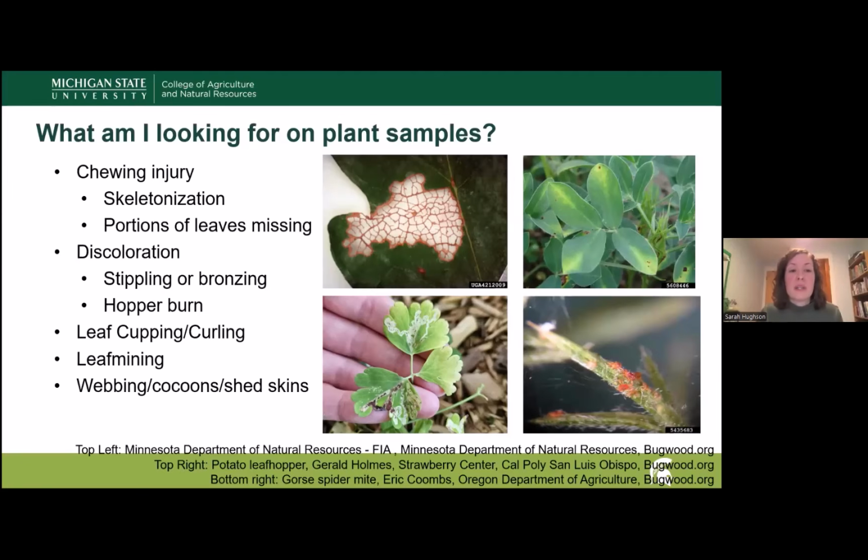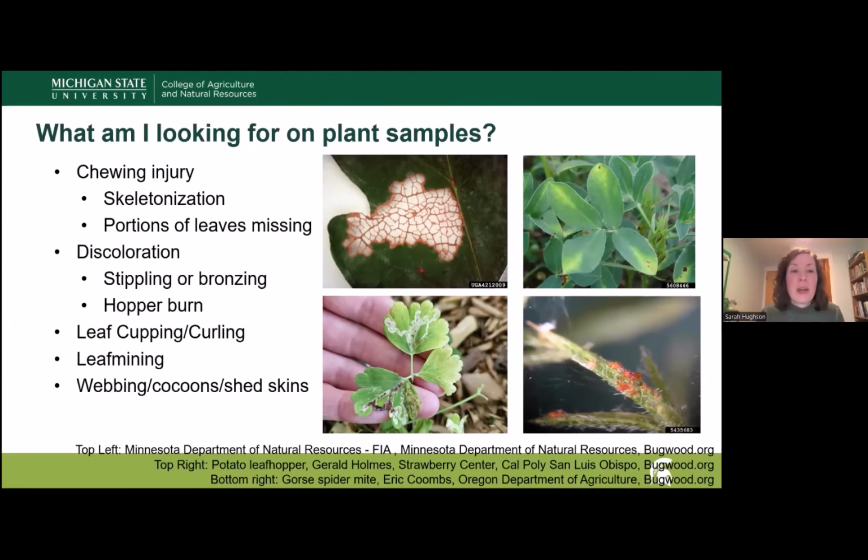I can also look at discoloration of the leaves. That's usually an insect with a sucking type mouth part. I can be looking for cupping and curling of the leaves, leaf mining, galls, or I can look for materials that the insects have left behind, like webbing, cocoons, or shed skins.